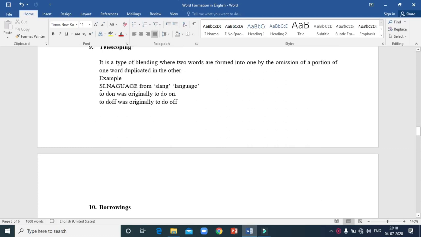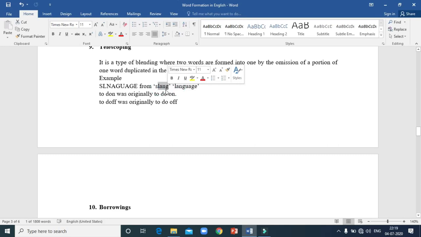Let's look at these two words, slang and language. The common letters, the common sounds, are LANG. So we just omit that part in one word and we form a new word called slanguage. It's not slang language, it's slanguage, because L-A-N-G was common. It is duplicated in the second word. So we omit L-A-N-G and we form a new word.